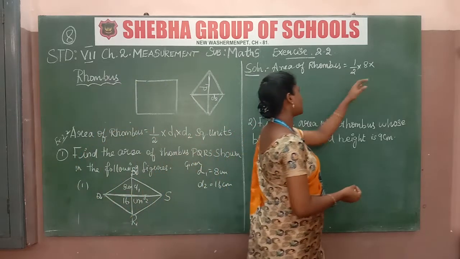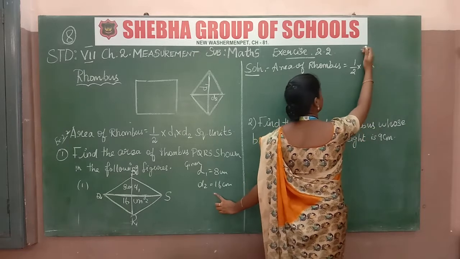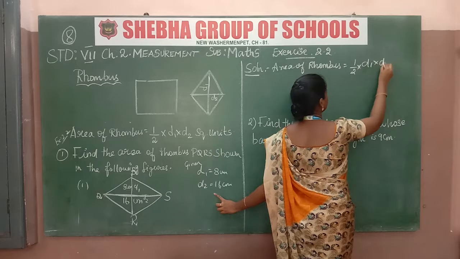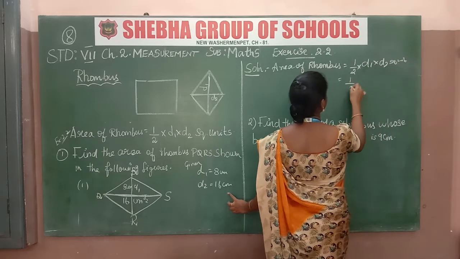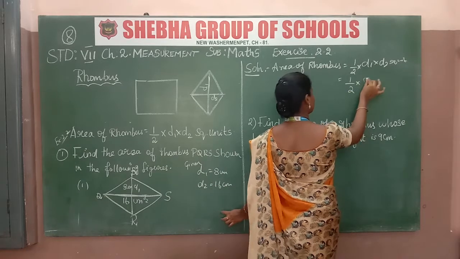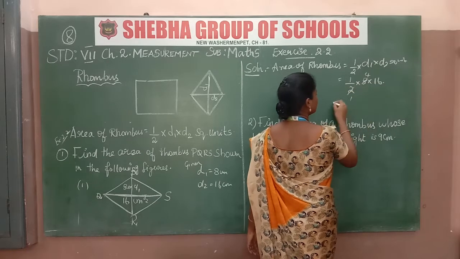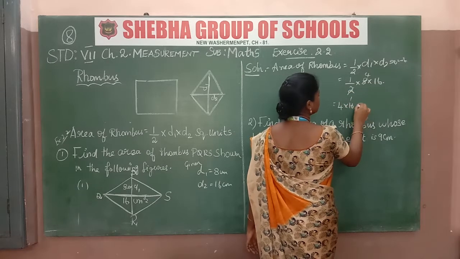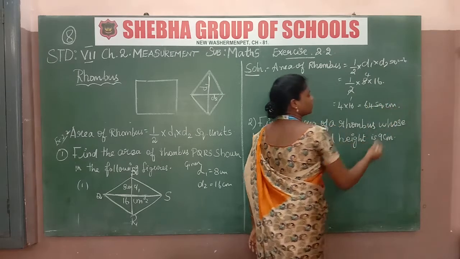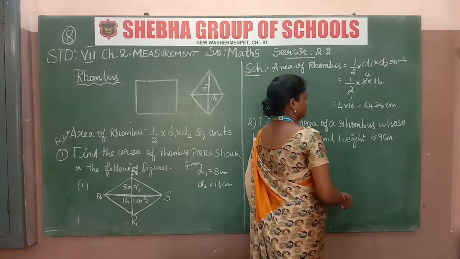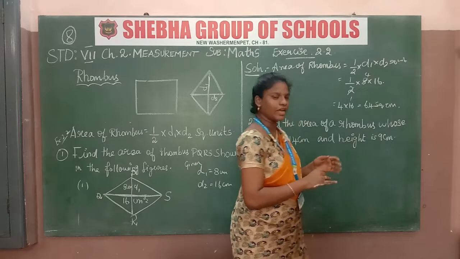So we have to substitute in this formula: 1 by 2 into D1 into D2 square units. This is the formula. Then 1 by 2 into D1 is 8 and D2 is 16. We have to cancel it. 2 ones are 2, 2 fours are 8. Then 4 into 16 is nothing but 64 square centimeter. We write 64 square centimeter or 64 centimeter square. We have to write any one.